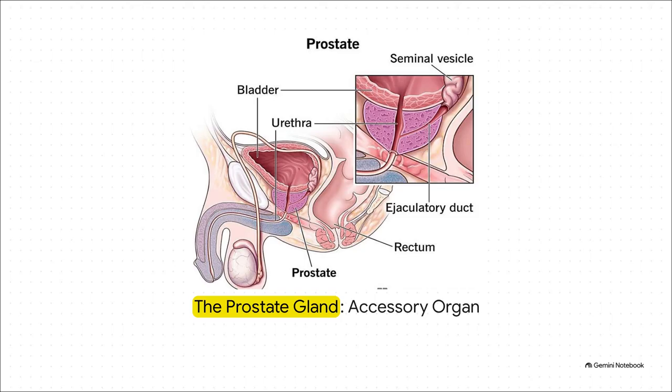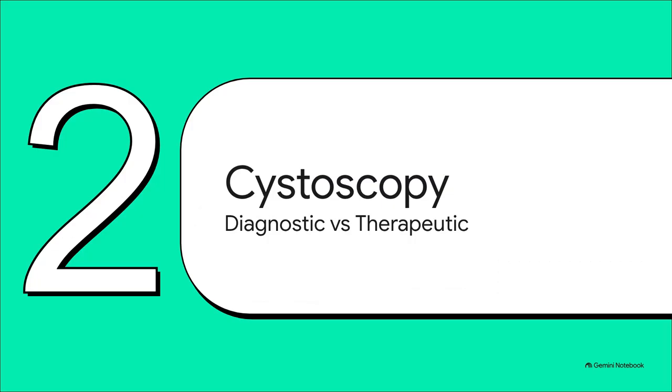So you have the exact same gland presenting three very different clinical stories: benign enlargement, severe obstruction, or cancer. And each one leads us down a totally different coding reality. Moving on to Section 2, cystoscopy, and the crucial difference between diagnostic and therapeutic.